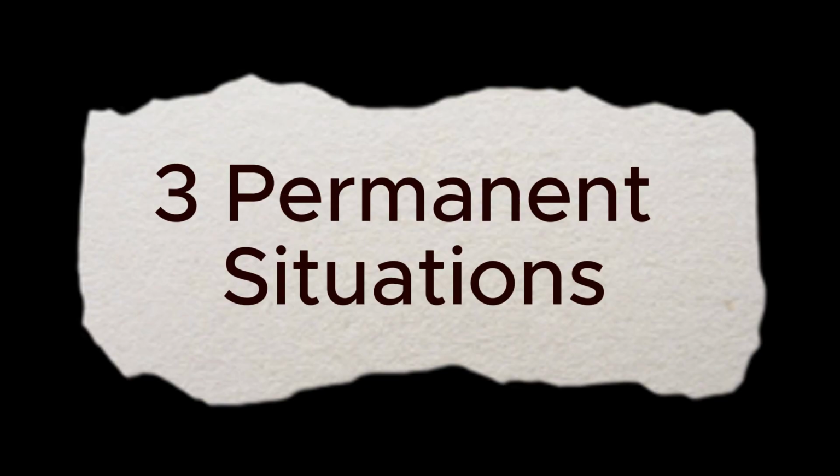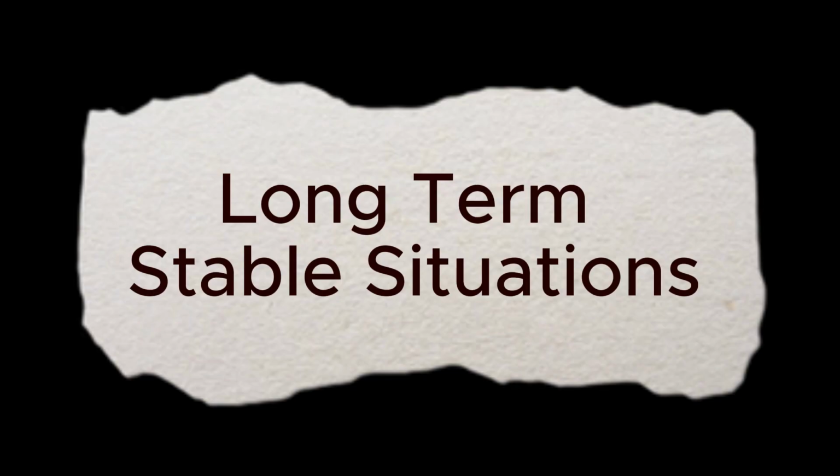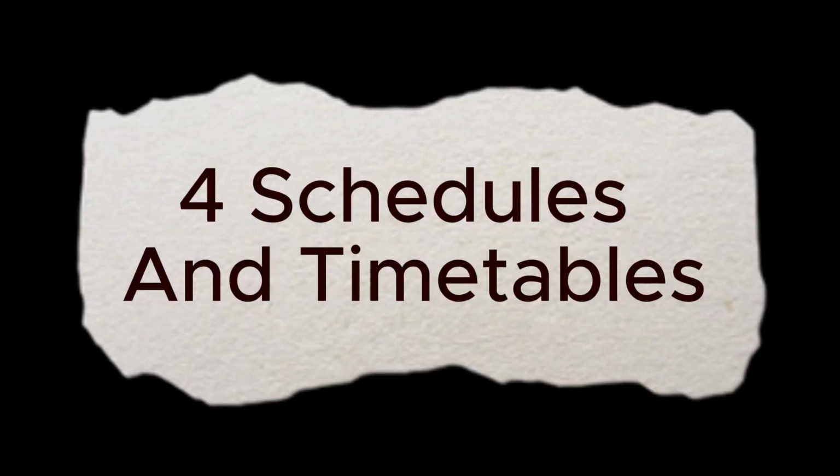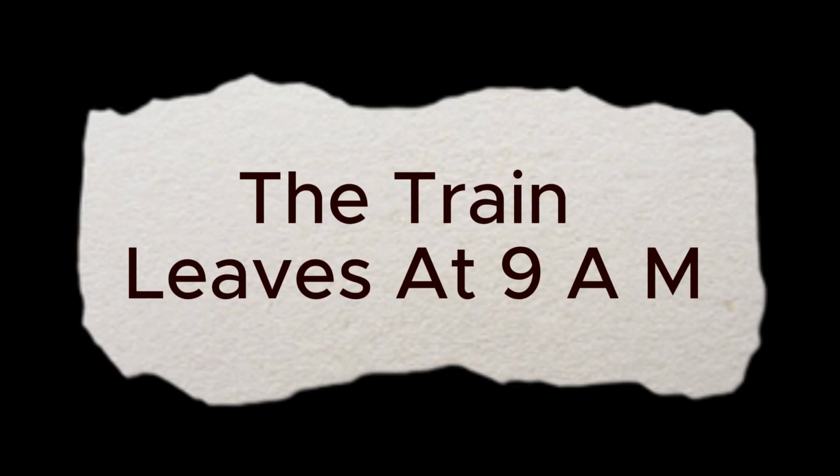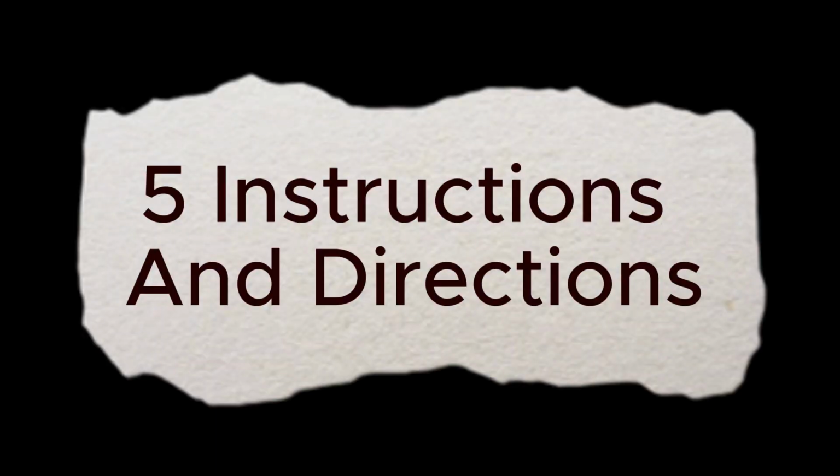3. Permanent situations. Long-term, stable situations. I live in New York. 4. Schedules and timetables. Fixed plans. The train leaves at 9 a.m. 5. Instructions and directions. How to do something. You turn left at the corner.